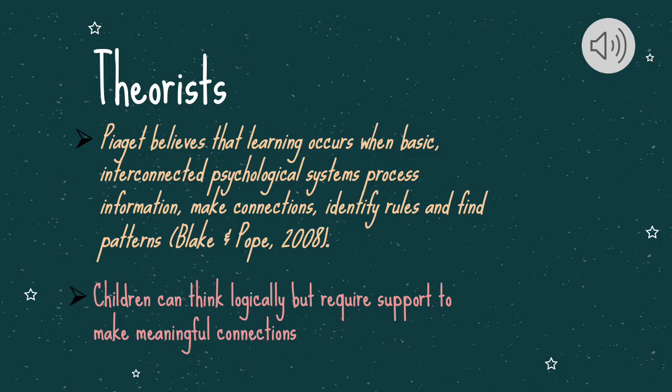He instead believes that learning occurs when basic, interconnected psychological systems process information, make connections, and identify rules and find patterns. Piaget's third stage of cognitive development, the concrete operational stage, which is developed and generally achieved over the primary years, explains that children of primary age can think logically but cannot make connection without obvious explanation given to them. That is where this approach comes into play.